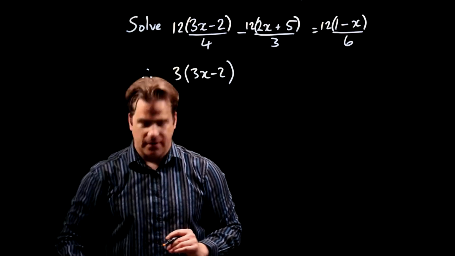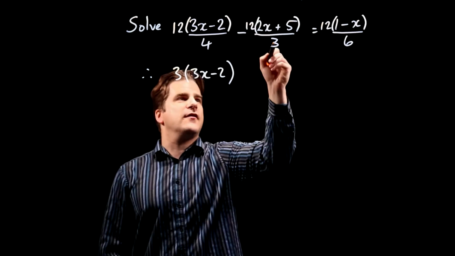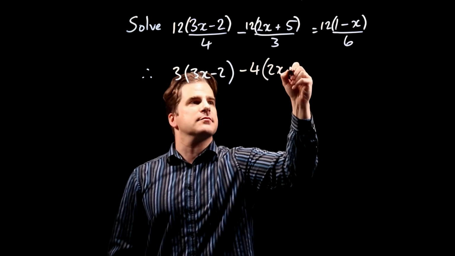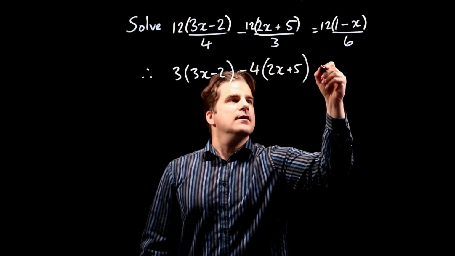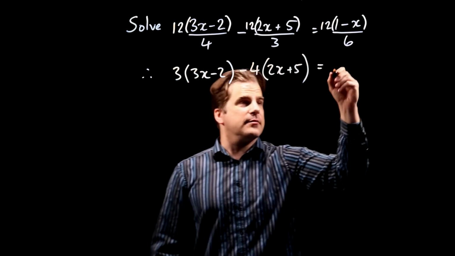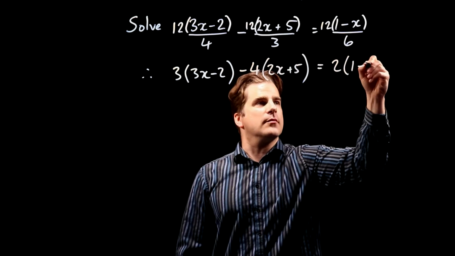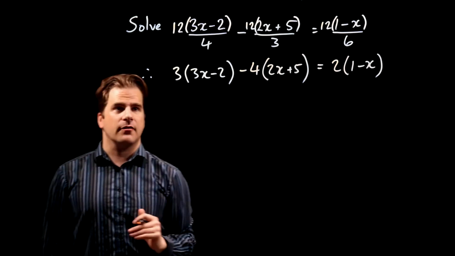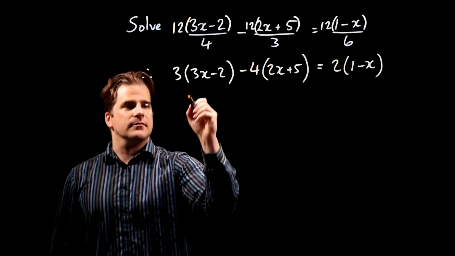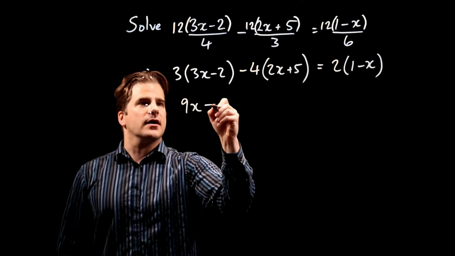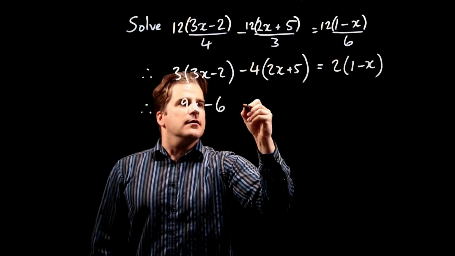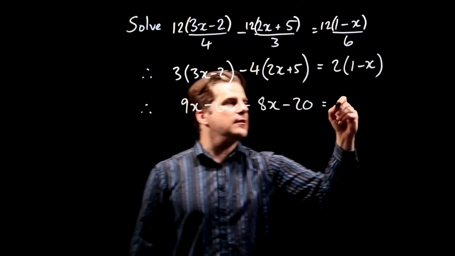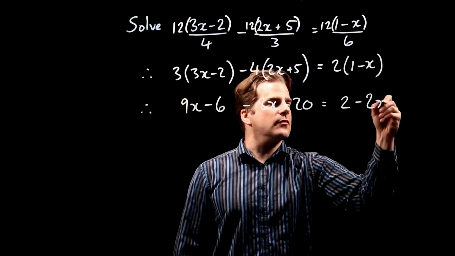These things matter. Okay, therefore, right, 12 divided by 3 is 4, so that becomes minus 4 into 2x plus 5 equals 12 divided by 6 is 2 times 1 minus x. Excellent, we've got everything on top, much nicer. Next, multiply out the brackets. Therefore, 3 times 3x is 9x minus 6 minus 8x minus 20 equals 2 minus 2x.